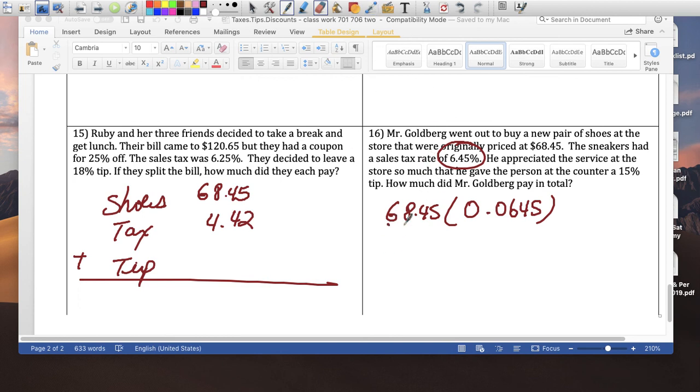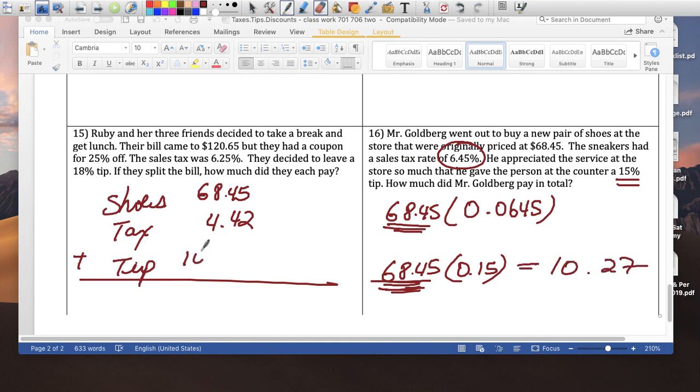So again, we're going to take this value right here, right? We're going to tip him based on the value of the shoe, not on the value of the shoe and tax. It's just on the shoes. So 68.45, let's give him a tip, or Mr. Goldberg's going to give him a 0.15. But it's based on the price of the shoe alone. 68.45 times 0.15. That's going to give us that his tip is going to be $10.27 rounded.